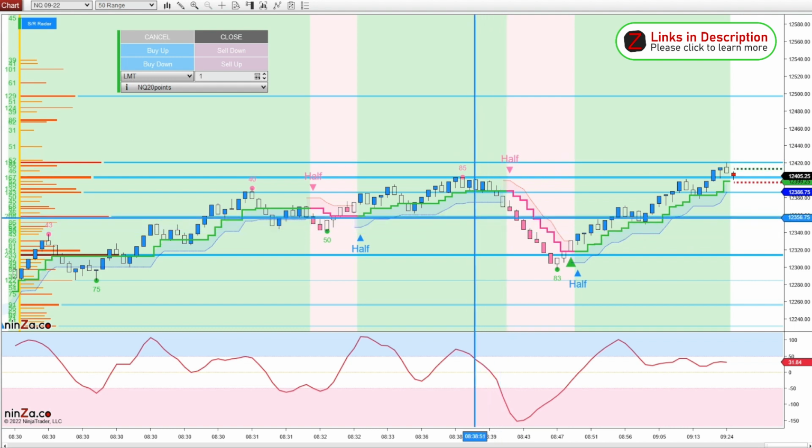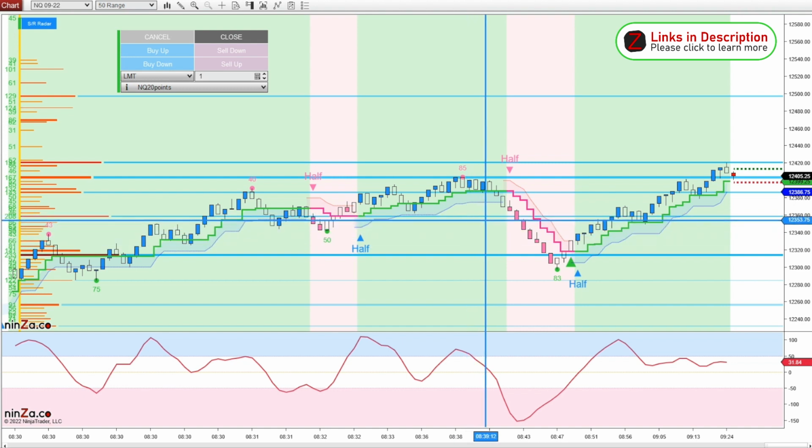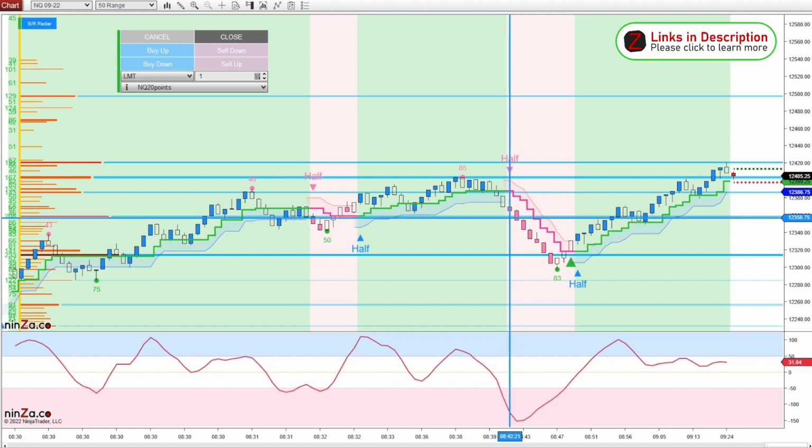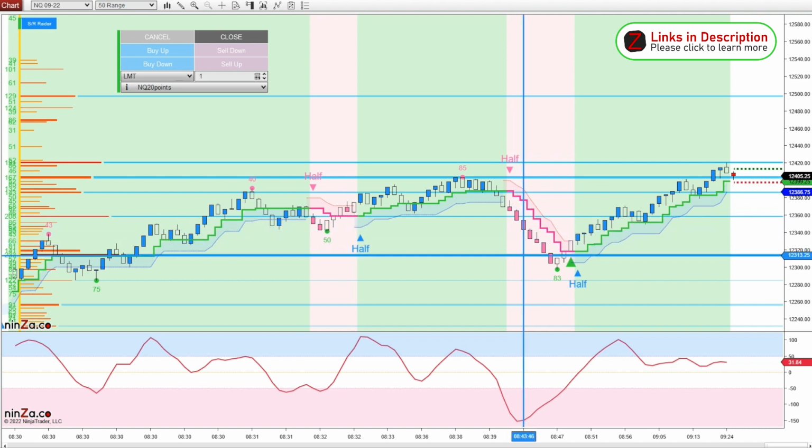We have a minor area of resistance right here at this little blue line. So if you wanted to be extra cautious, you could wait until it broke this line right here, got in at 353, and taken it short down to this next blue line. It's 40 points right there.